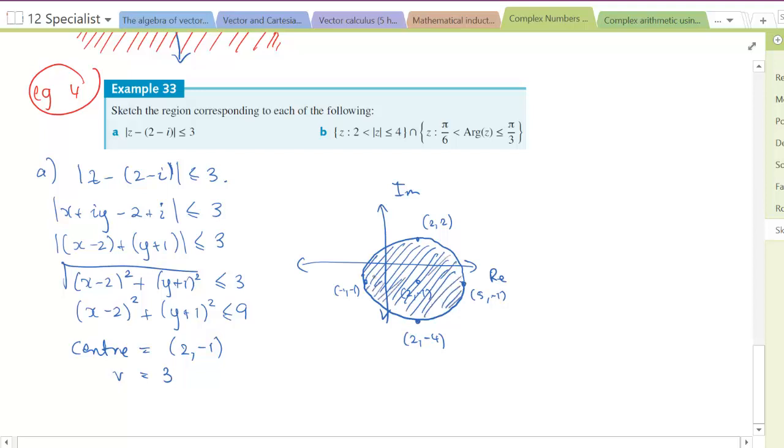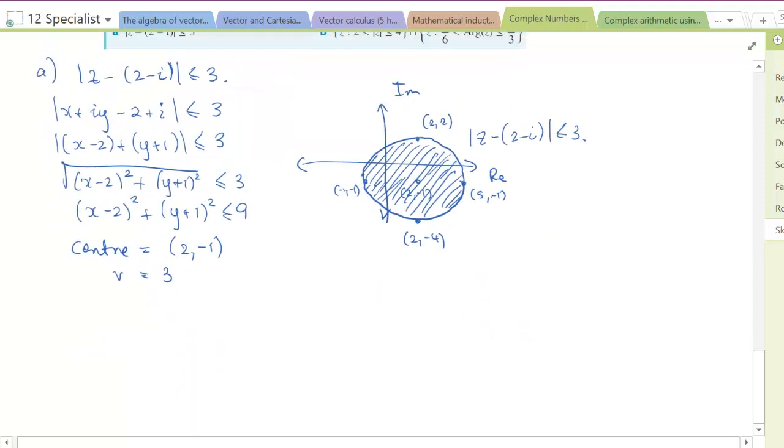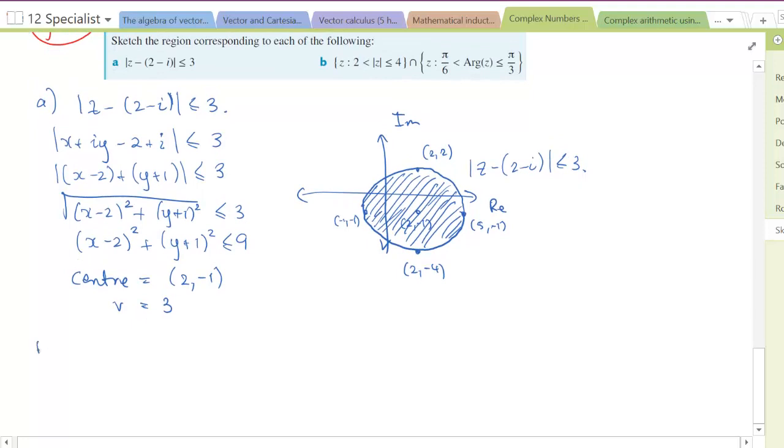And there it is. There's our sketch of the modulus of z take 2 take i is less than or equal to 3. Okay, so when we look at part B, it's a little bit more complex. We're looking at a set z such that 2 is less than the modulus of z is less than or equal to 4.